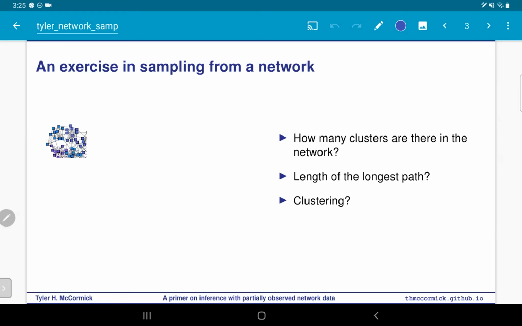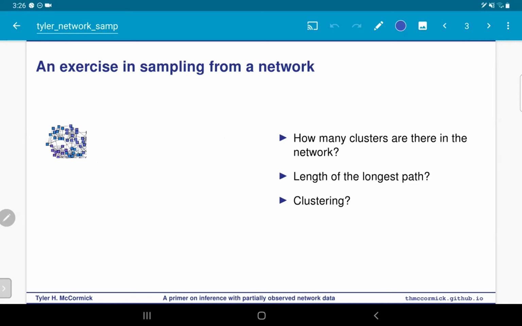Okay, so first let's think about how we go about sampling from a network, and the kinds of questions that we might want to ask. Here I've given you one very particular kind of sample from the network, and ask a set of questions over here to the right-hand side. So how many clusters are there? What's the length of the longest path? And how would you characterize the amount of clustering in the graph?